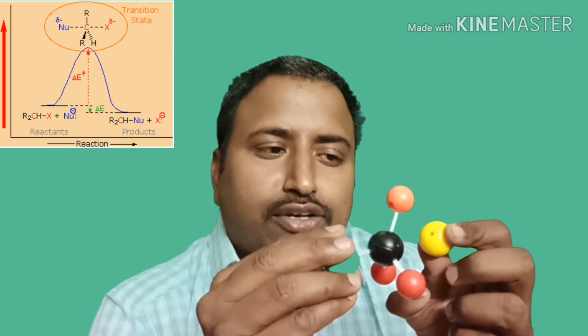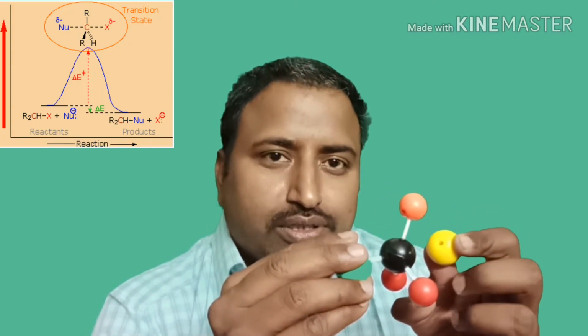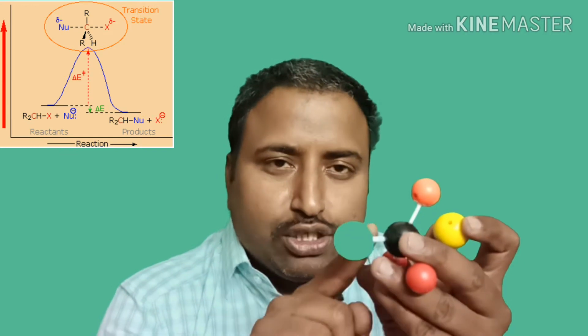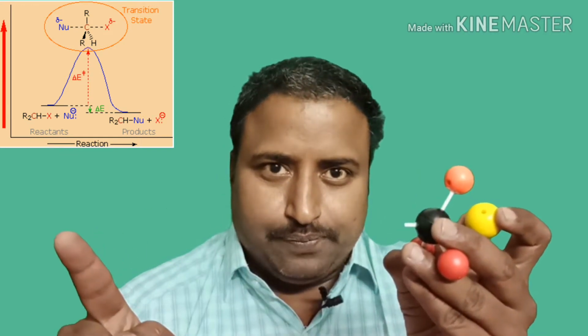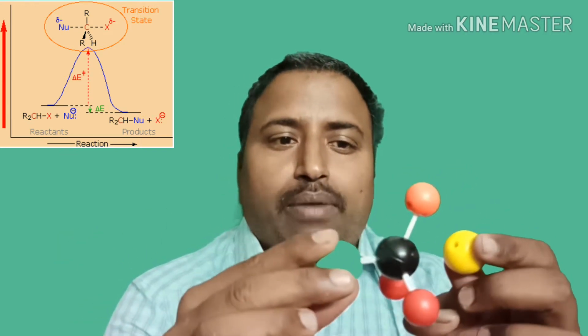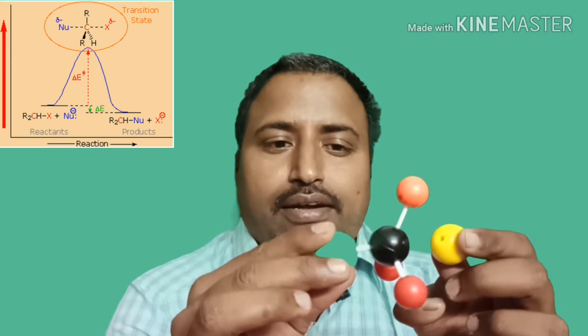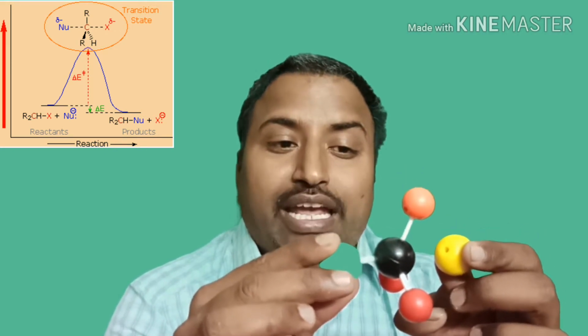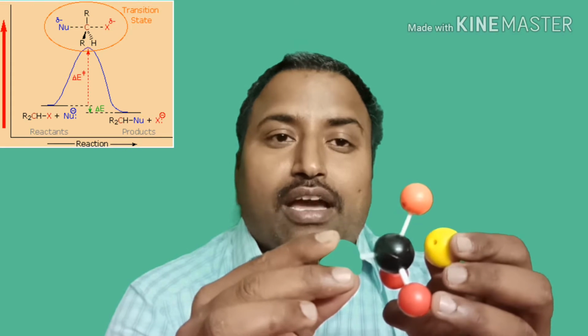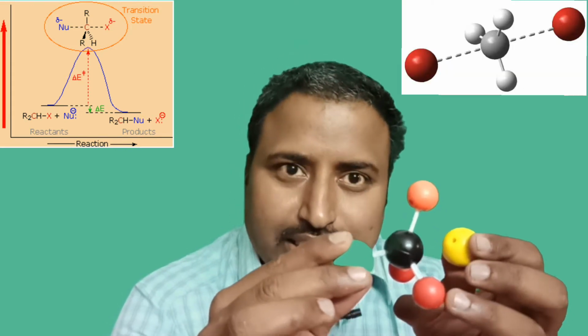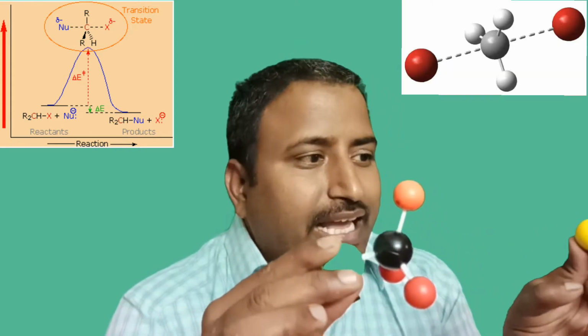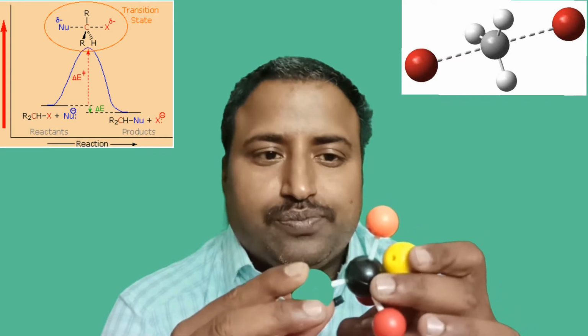Now this nucleophile will start attacking from the back side. When it starts attacking from the back side and tries to donate its electron to the positive center, then the bond will slowly cleave. In between, it will form a transition state where bond making has taken place. That is called the transition state. But the attack starts from this direction.